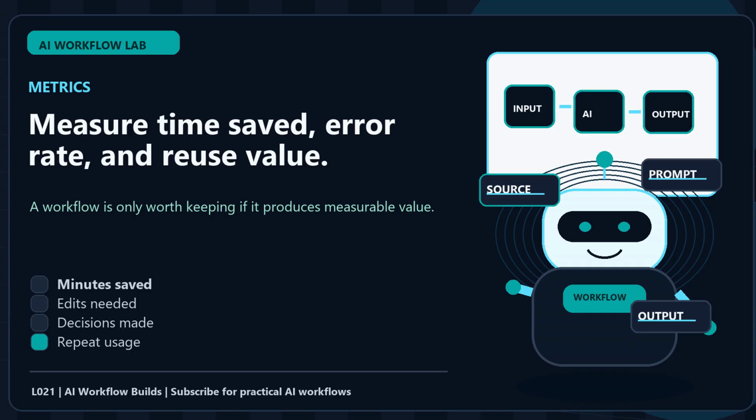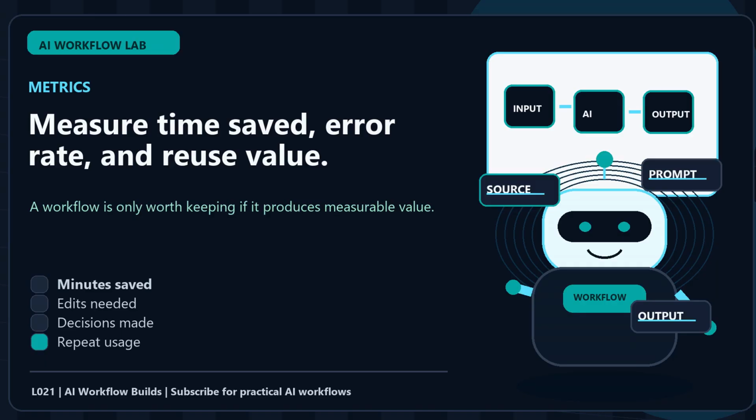The advantage of this channel is proof-first execution. Show the build. Show the test. Show the limitation. That is more durable than pretending every AI output is perfect. Now measure the workflow. There are 4 simple metrics.